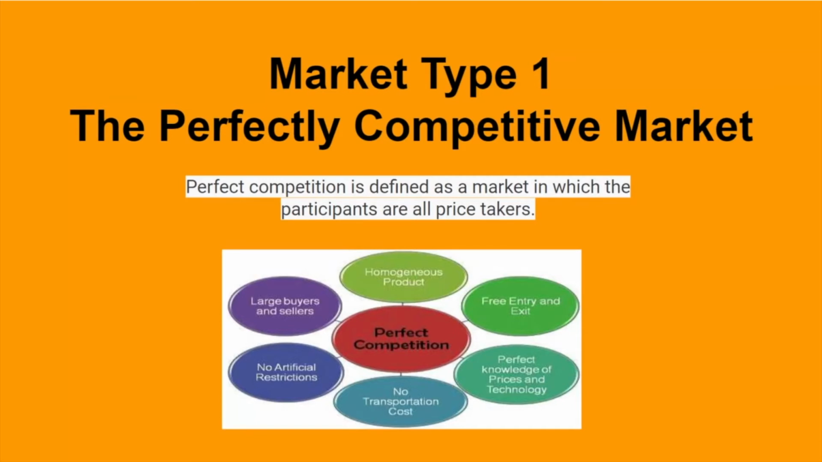No artificial restrictions. Meaning that the government really hasn't gotten involved to tell you that you've got to sell it for this or you've got to do that with it, or it doesn't have a lot of laws surrounding it. And lots of buyers and sellers. That's really the key one, that there are lots and lots of people interested in buying it, and lots of people interested in selling it.